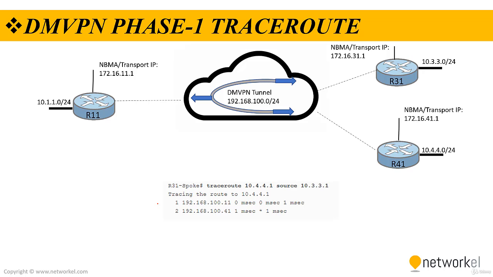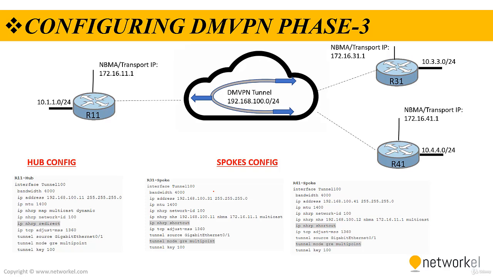So if you were to check the traceroute on the spoke, on router 31, traceroute 10.4.41, we can see that traffic is going to the hub's tunnel interface first, then it's just reaching the spoke 41. So now let's check the configuration of DMVPN phase 3.